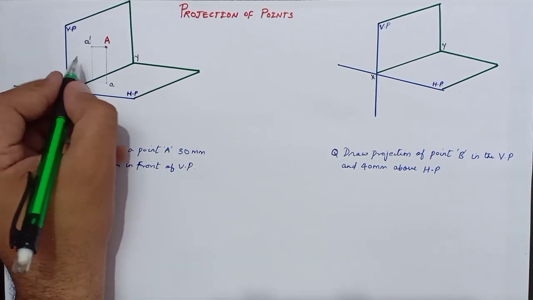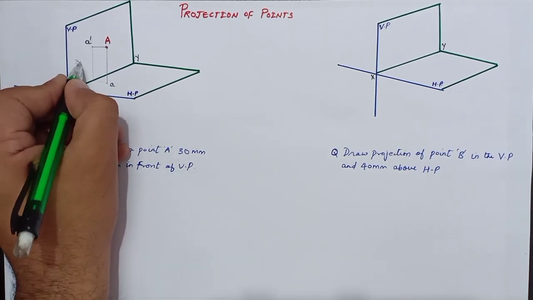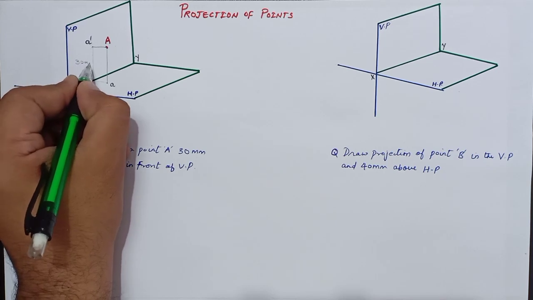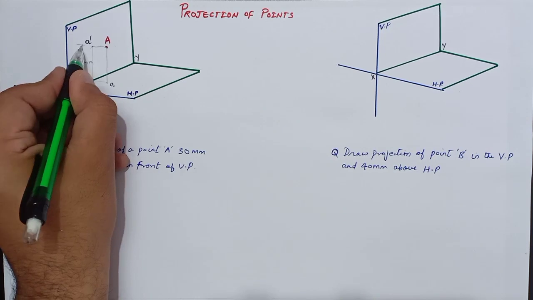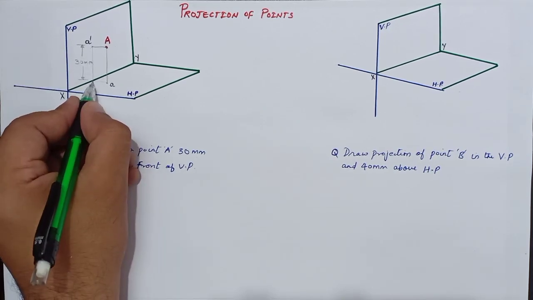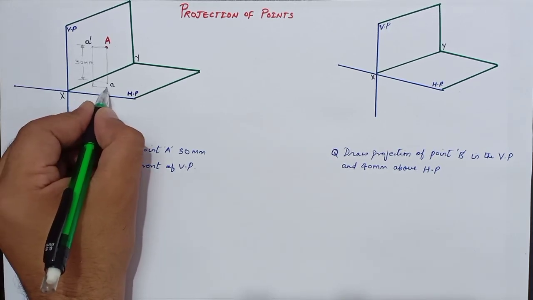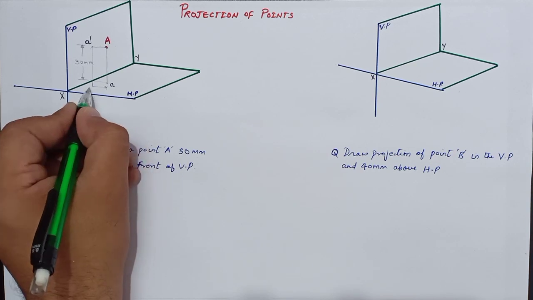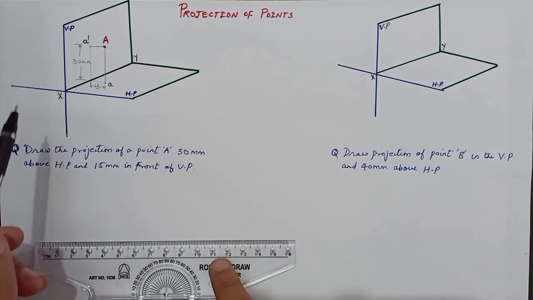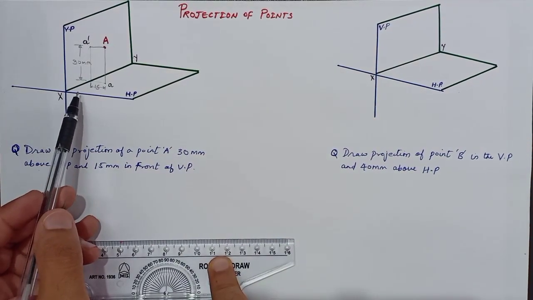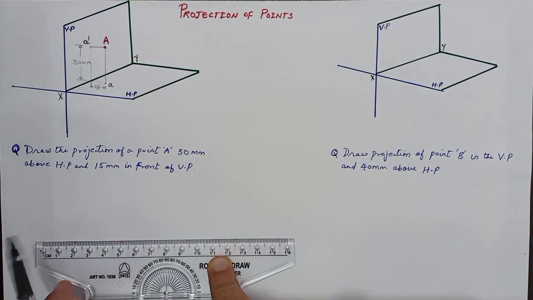We can mark this distance 30 mm, and from the reference line till point A we have a distance of 15 mm. So this is a pictorial view, and now we draw the orthographic view.